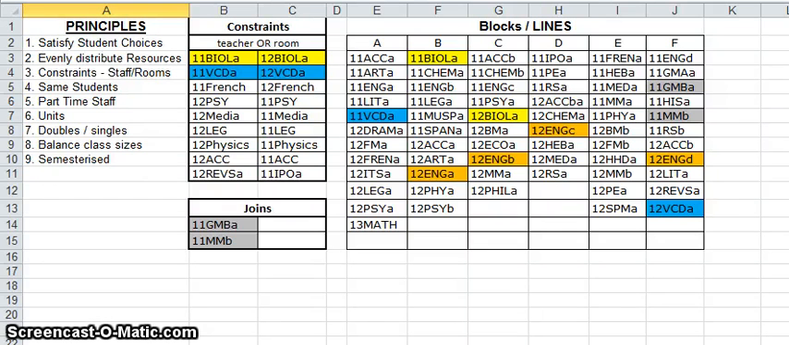Today I'd like to cover elective line construction principles. So this is the scenario. We've collected all the kids' preferences.